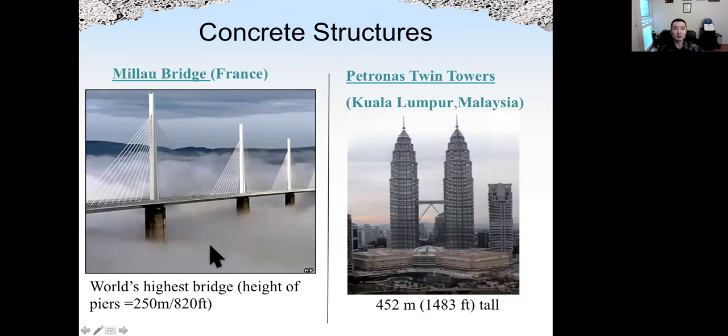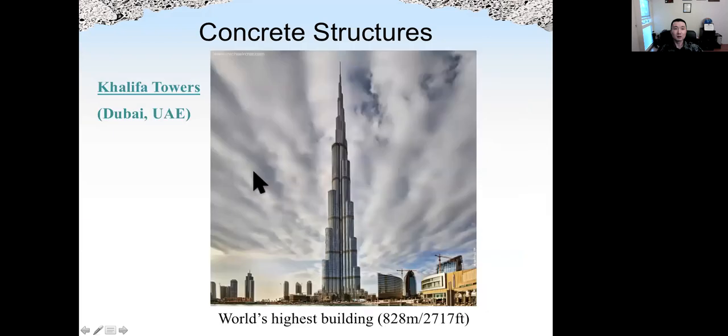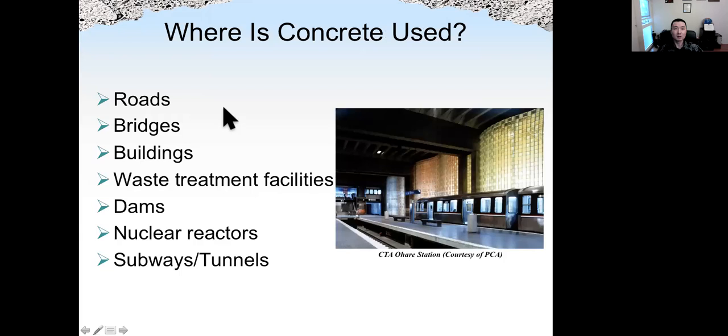The picture on the left is the Millau Bridge. It used to be one of the highest bridges in the world. And this is the Kuala Lumpur Twin Tower, which again is one of the highest buildings in the world. Currently, the highest building in the world is the Burj Khalifa in Dubai. The height is 27,000 feet, and the cost of the building is around 10 billion US dollars. So concrete can be used in all types of infrastructure, including roads, bridges, buildings, dams, and so on.